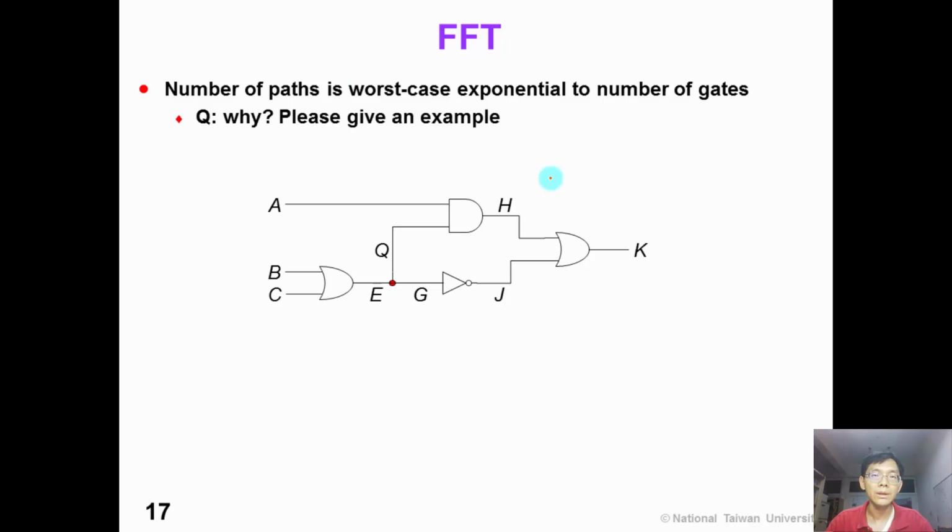Finally, we have an FFT for you. In this class, we mentioned that the number of paths can be worst case exponential to the number of gates in the circuit. Can you tell us why? Please give us an example where the worst case can happen. This is an interesting FFT for you to think about. Thank you.